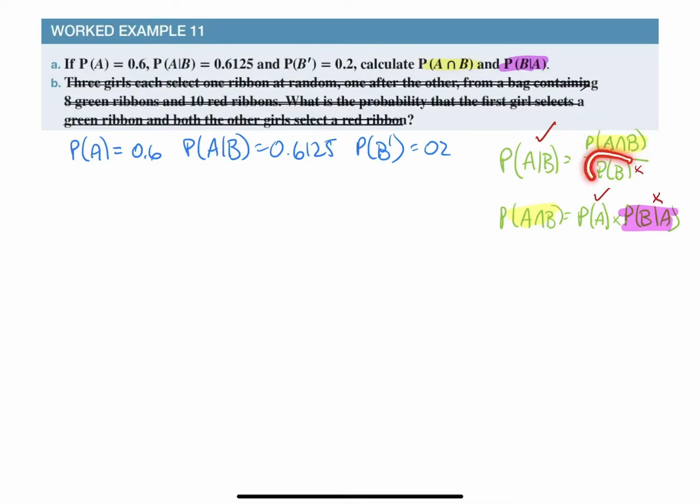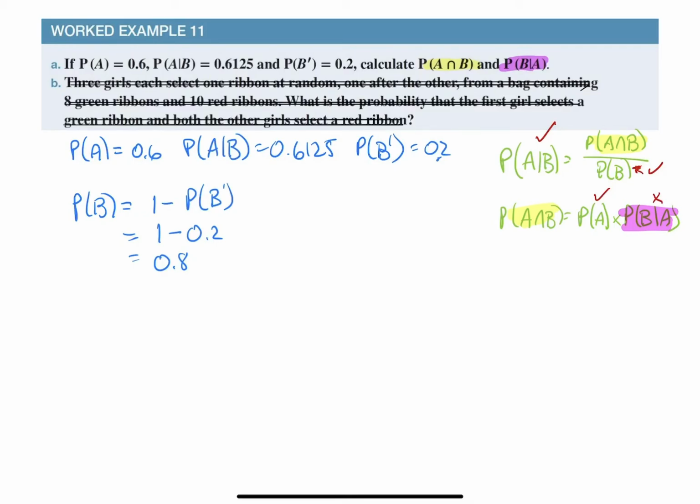So let's see if we can calculate the probability of B. They gave me the probability of not B, so that will be pretty easy. I'm going to say the probability of B is 1 minus the probability of not B. In other words, 1 take away 0.2 gives us 0.8. So now I have this value and I can find the probability of A and B.